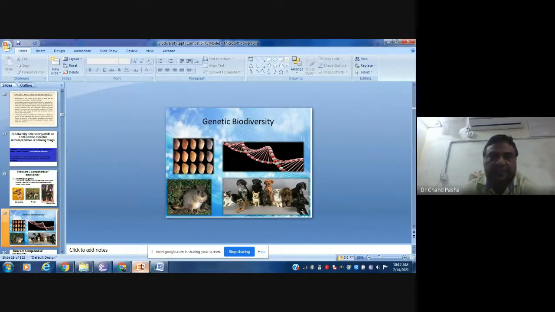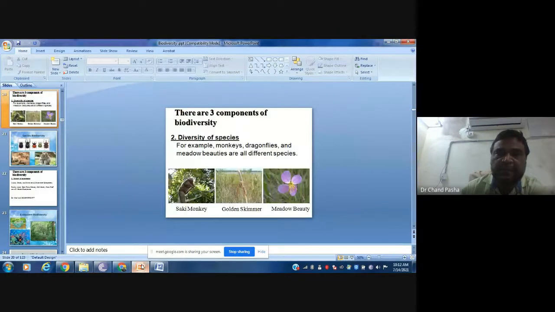And see here the patterns of the shells, and these are the dogs and the rats also. You must have seen different types of rats. In all these, the species is the same, but a bit of DNA is modified here. That's what is called genetic biodiversity.